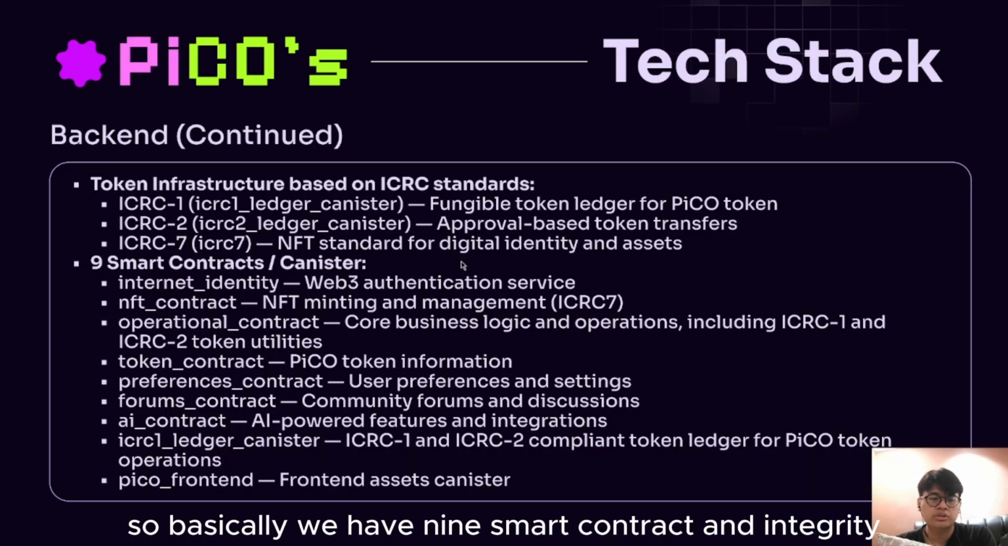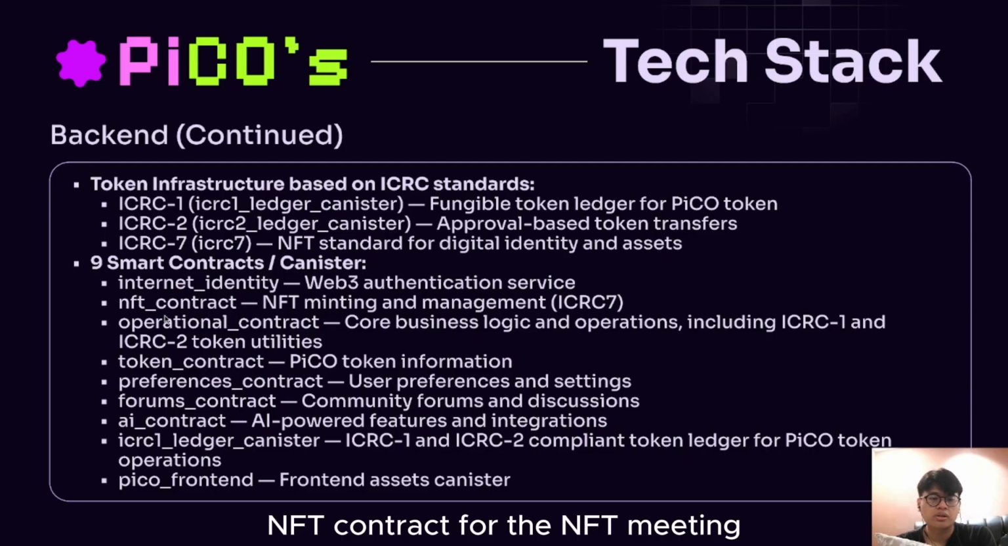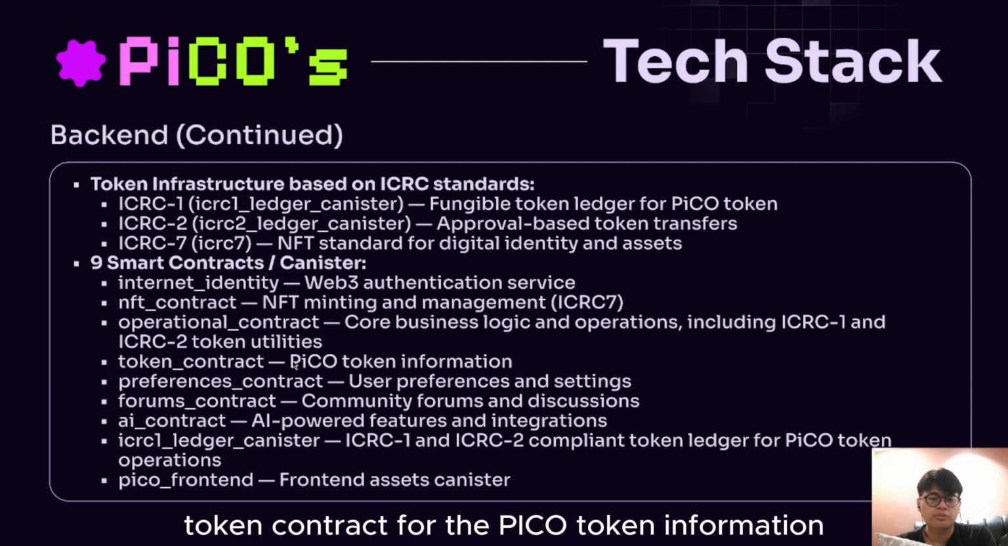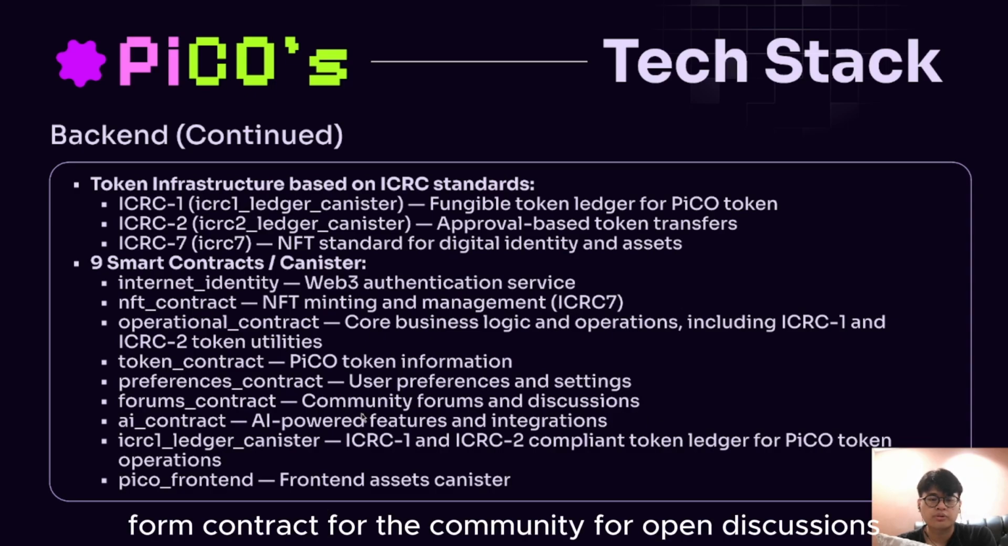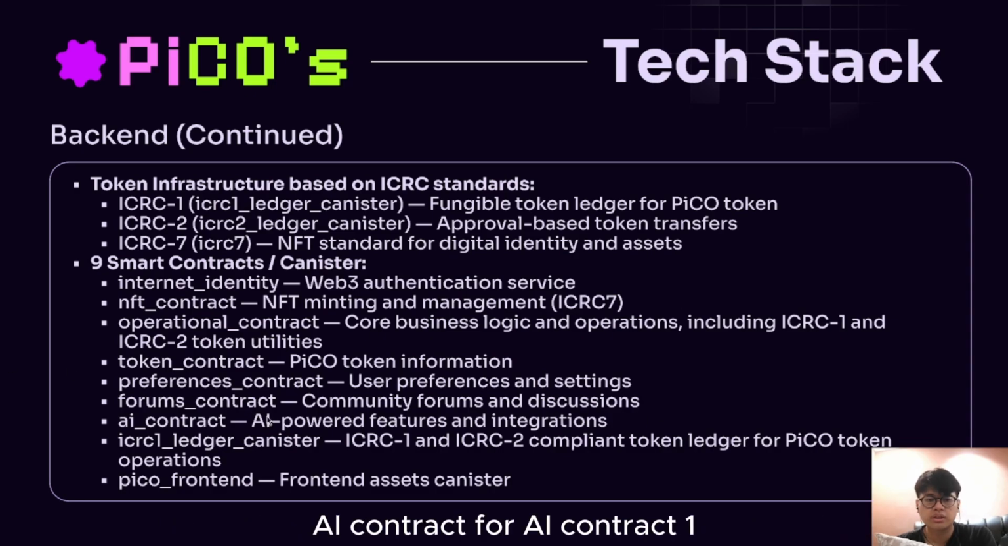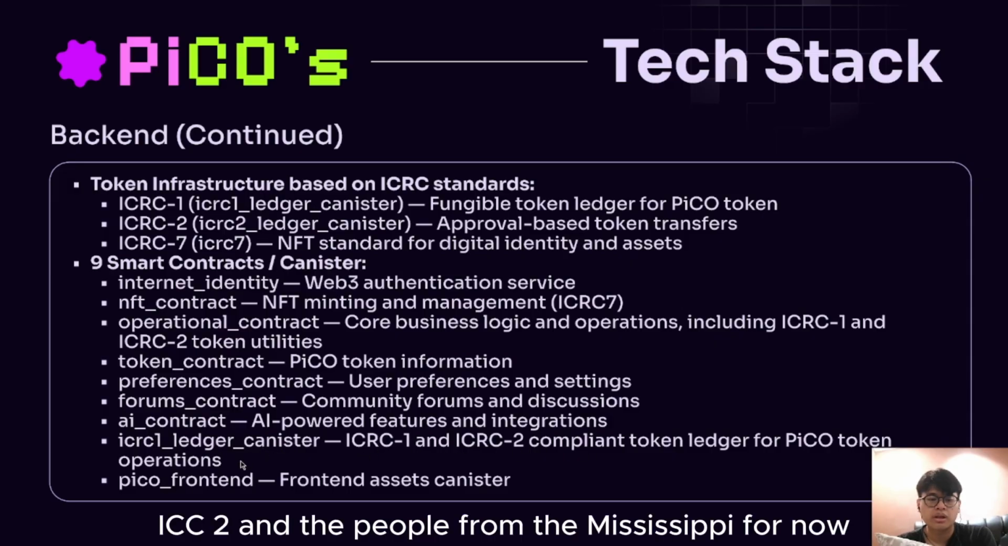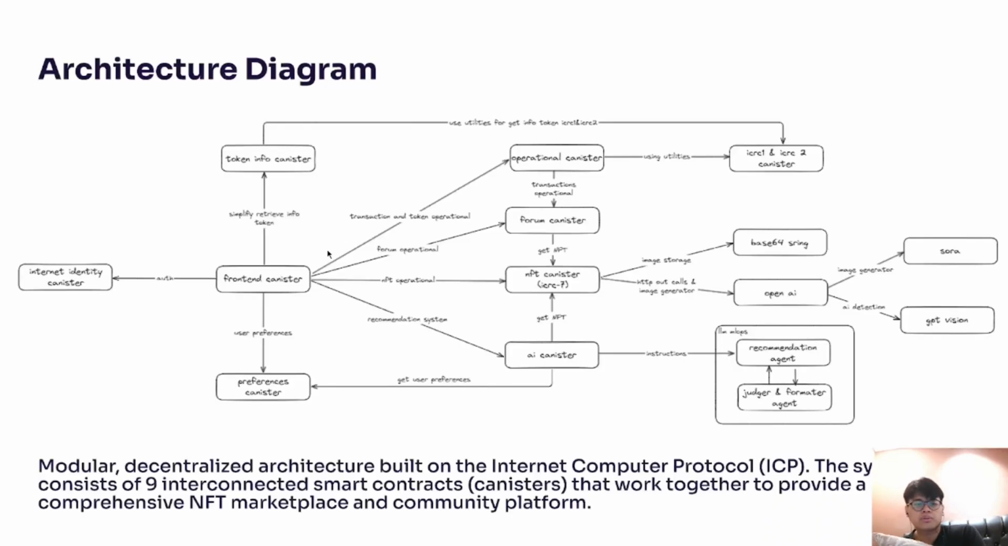So basically, we have nine smart contracts: an NFT contract for NFT minting, an operational contract for the core business logic, a token contract for the Pico token information, which simplifies the token, and then a preferences contract for user preferences, a forum contract for the community and open discussions, an AI contract, an ICRC organizer for ICRC1 and ICRC2, and Pico, which is basically the frontend one. So first, I will start from the frontend.